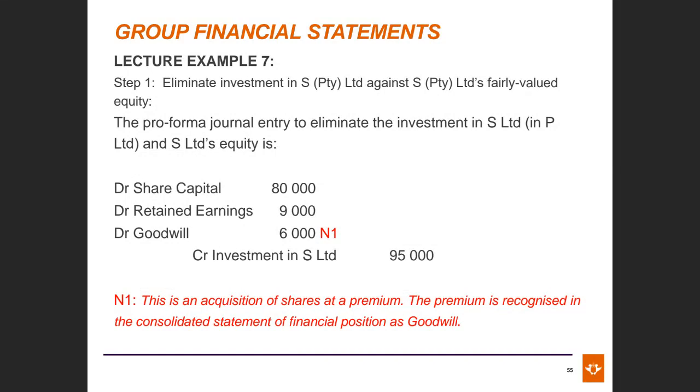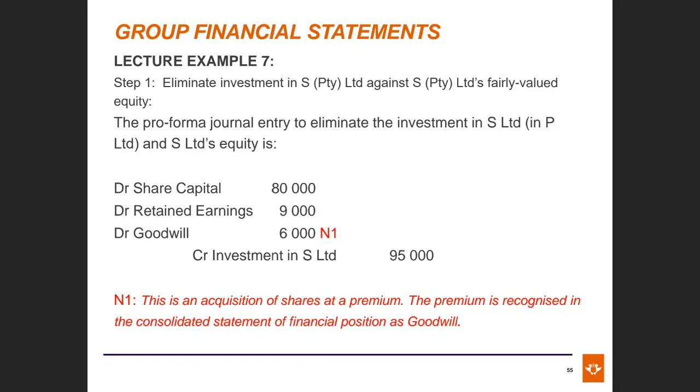So here we are going debit share capital. So S Limited would have credited share capital. We are eliminating that by going debit share capital. In S Limited's books, they would have had a credit of retained earnings of 9,000 Rand. But we are eliminating this. So we are going debit retained earnings, 9,000 Rand.